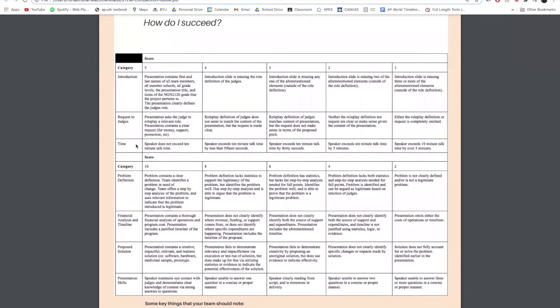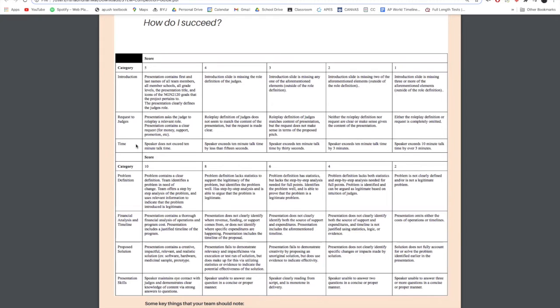Problem definition. You need to have a clear definition. The team needs to identify a problem in need of change. You need to offer a step-by-step analysis of the problem and use relevant information to indicate that the problem is legitimate.